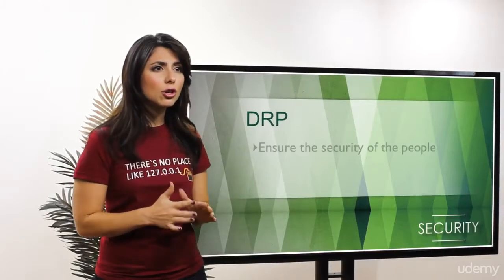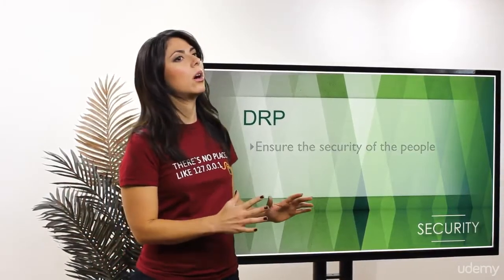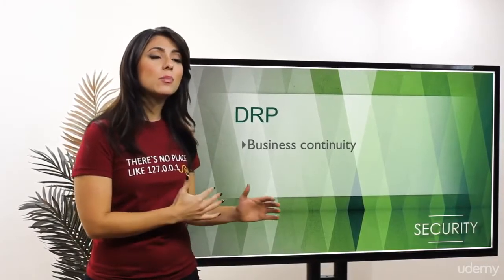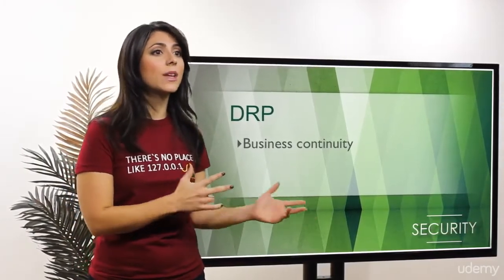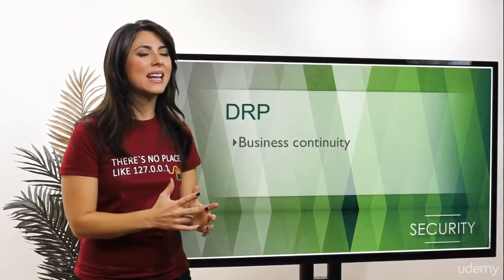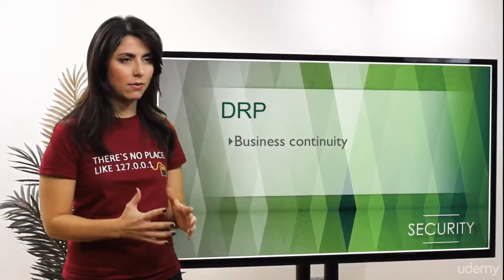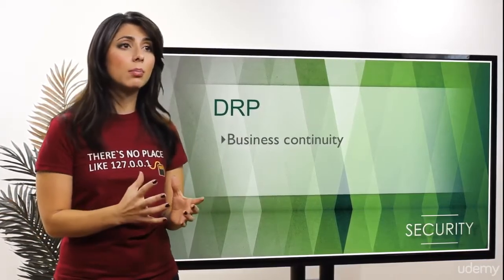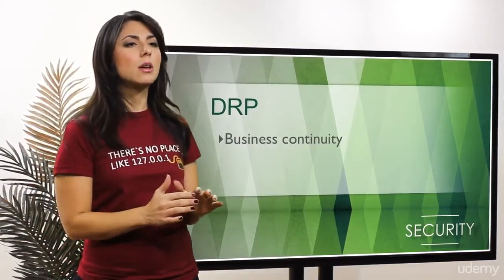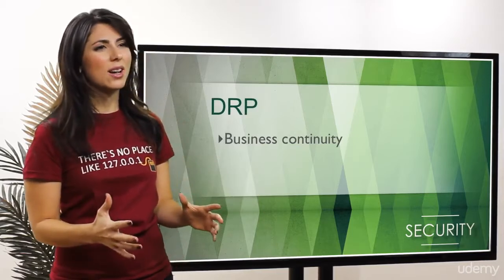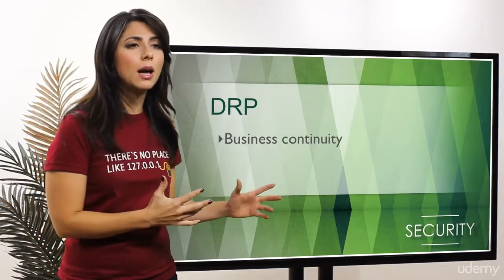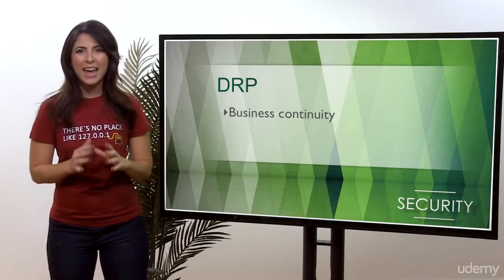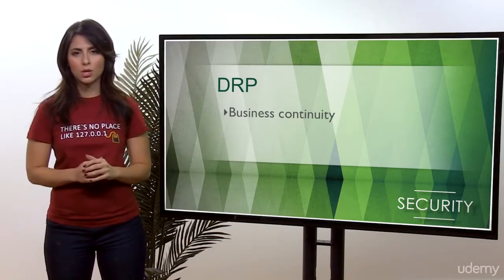DRP first should ensure the security of the people at all cost. Then it plans for business continuity. A backup site can be used in case of disaster, and in this case, resources like IT systems and office supplies should be considered. Now, a full recovery plan may be very expensive. And while most of the organizations cannot afford such a plan, other solutions may be considered that are affordable and can provide continuity of operations.